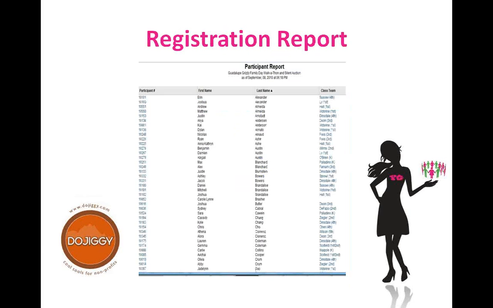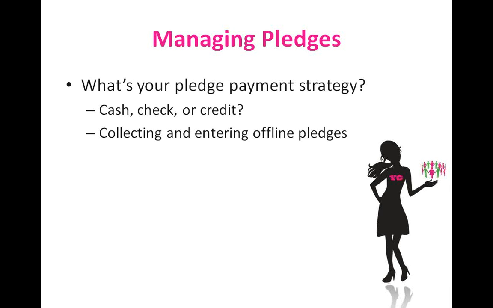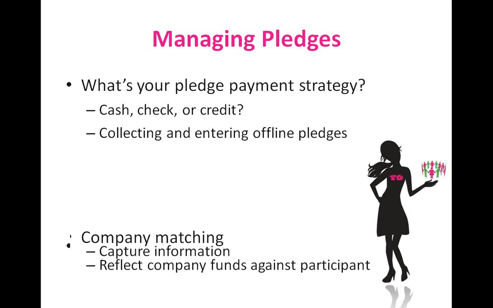This is an example of a registration report. You can pull reports, you can slice them and dice them however you'd like, and you can print them or export them to Excel. So I'll talk a little bit more about managing pledges. You've got to decide, like I said, ahead of time how you're going to accept pledges. If you're going to accept cash, check, or credit, how you're going to reconcile cash or check. Credit is obviously done online pretty easily. And then, of course, how you're going to do those offline pledges.